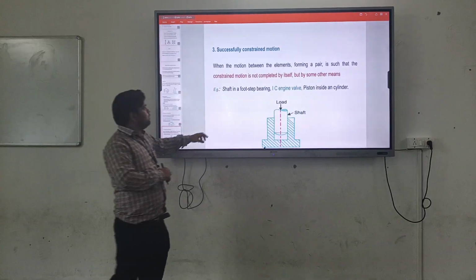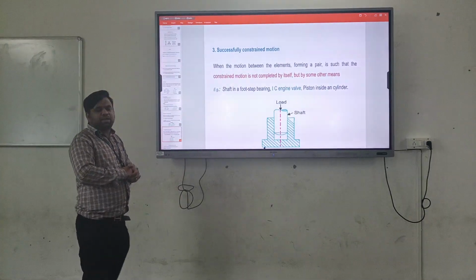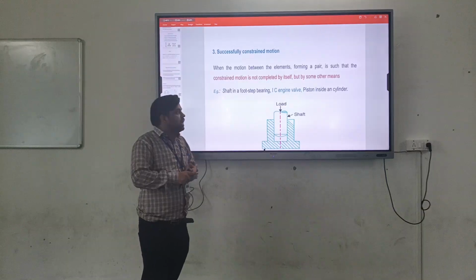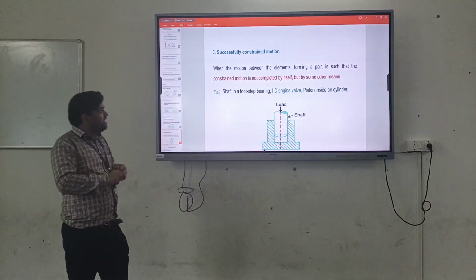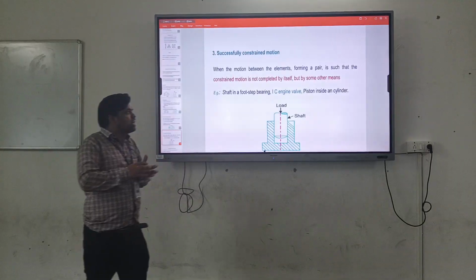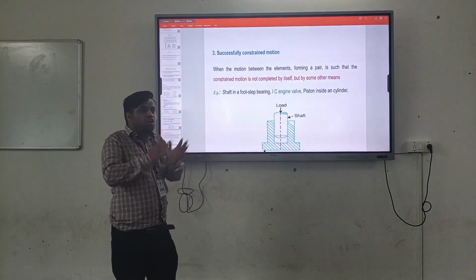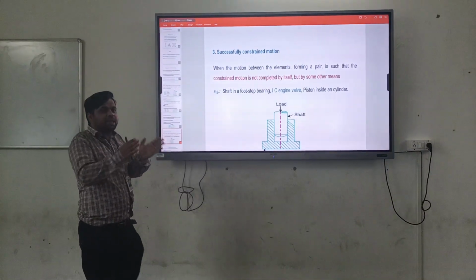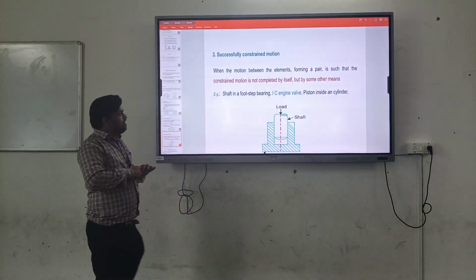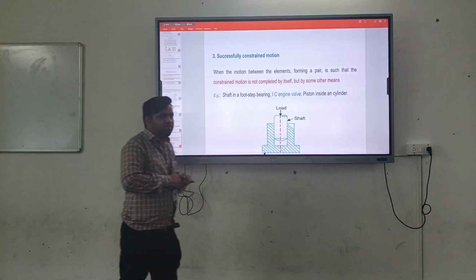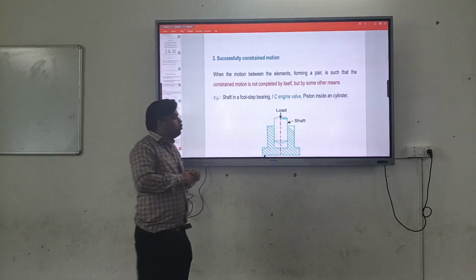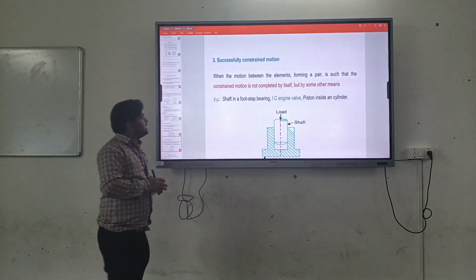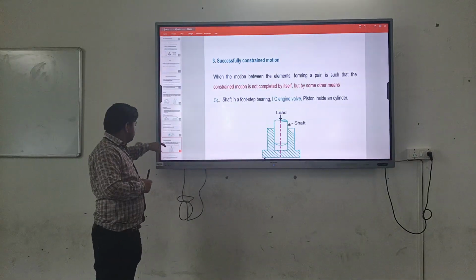Another is the successfully constrained motion. When two links are combined with each other to make a pair, having relative motion with each other in such a way that the constrained motion cannot be completed by itself but by some other means, we have to forcefully constrain it by some other means. Example, a shaft in a footstep bearing, or an IC engine valve, where we forcefully constrain it, and a piston inside a cylinder. These are examples of successfully constrained motion.